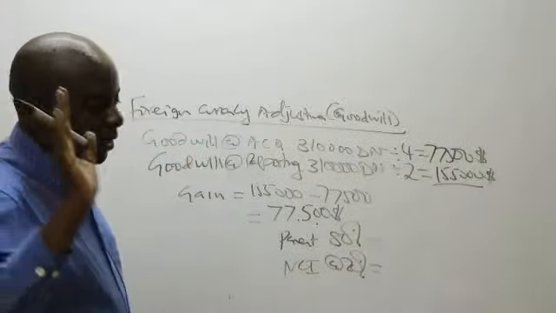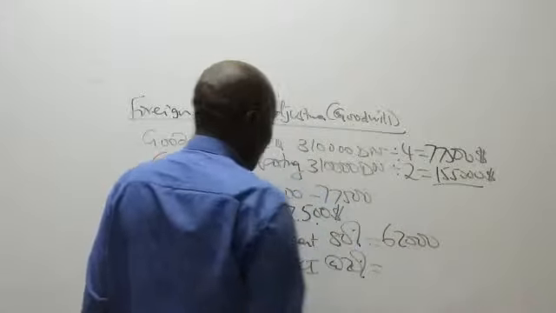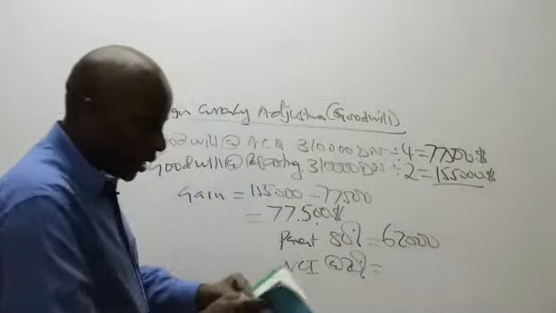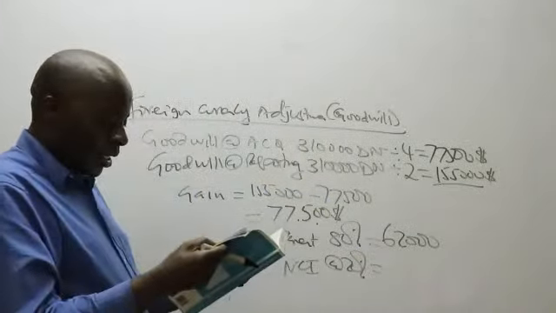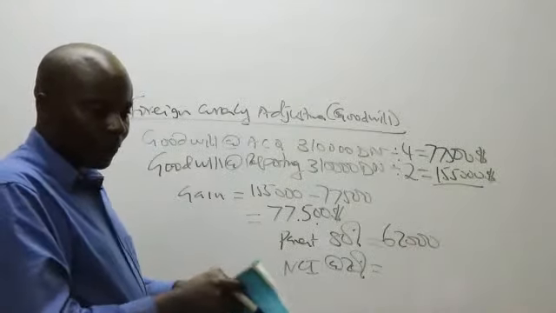Numero tells me it is 62,000. How about NCI? 15,500.